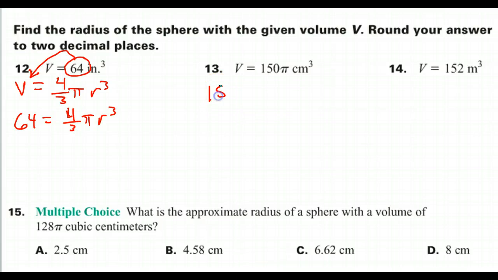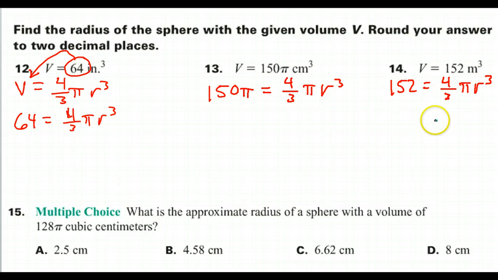And this will be 100, whoops. All right, this will be 150 pi. Don't forget the pi. Some kids just leave the pi out. They ignore it. Don't do that. Equals 4/3 pi r cubed. And this one will be 152 equals 4/3 pi r cubed. Okay, so we're supposed to find the radius in each one of these cases. So we're just solving for r.